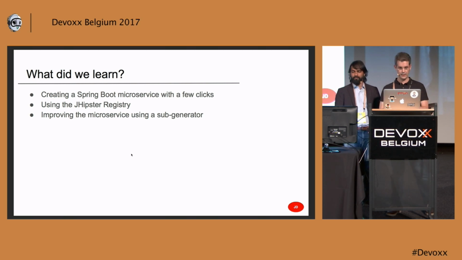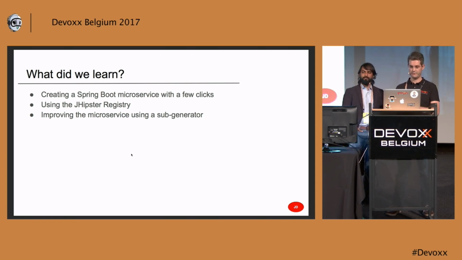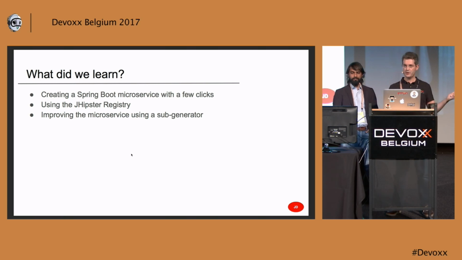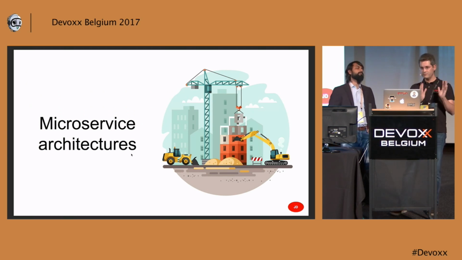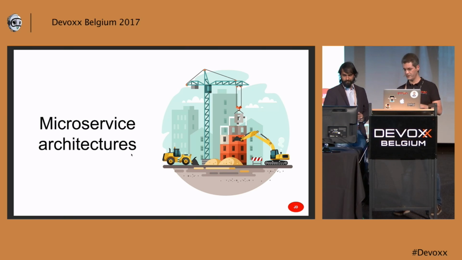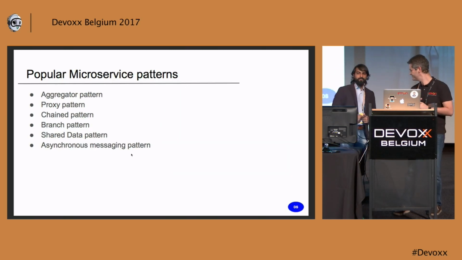So what did we see? We created a very, very simple Spring Boot microservice, just a few clicks. We saw the JHipster Registry, which helps me to monitor my app, configure it, and scale it. That's what we'll see later. And we saw we could improve it using a sub-generator, by just adding a simple Spring MVC REST controller. We'll, of course, do something much more complex afterwards. So the first really quick demo was about doing a simple microservice. Now let's talk about microservice architectures and see how we're going to do some more complex stuff in the real world. I'm going to hand it to Deepu.